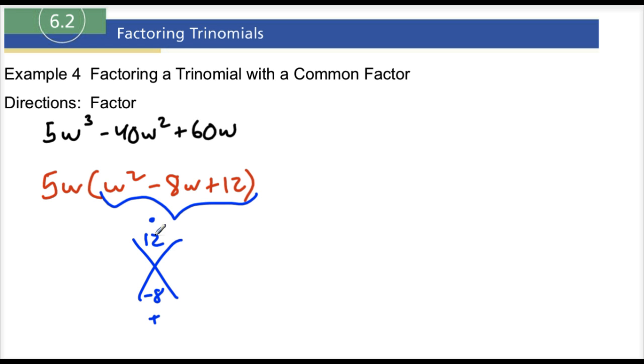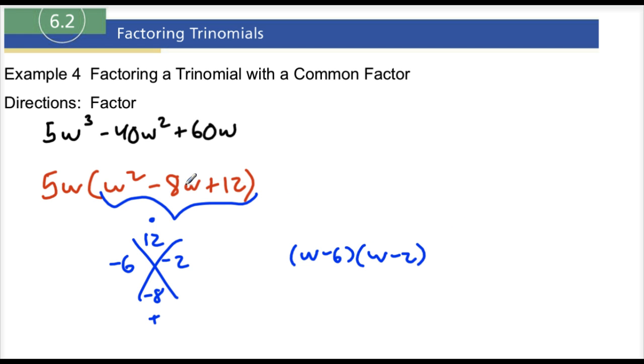So let's see here. 4 and 3 doesn't give us that. 6 and 2, let's see, I think that works. Okay, I know 6 and 2 gives us 8 and 12, but I want a negative 8, which means those both have to be negative. So negative 6 times negative 2 is positive 12. Negative 6 plus negative 2 is a negative 8. So this right here now just became w minus 6, and that's w minus 2.